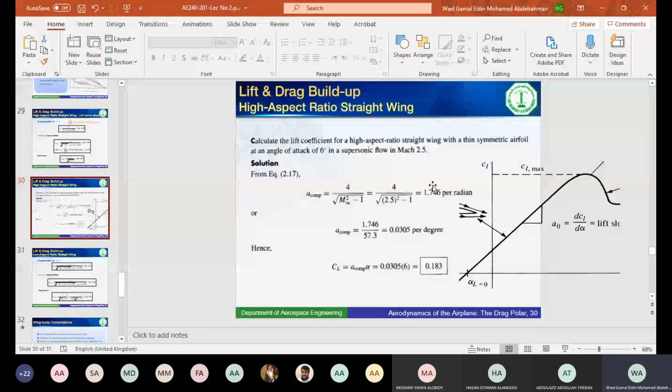So if CL increases by 1.7 for every radian, it will increase by 0.03 for every degree. Okay, so the increase will be 0.183 per radian.